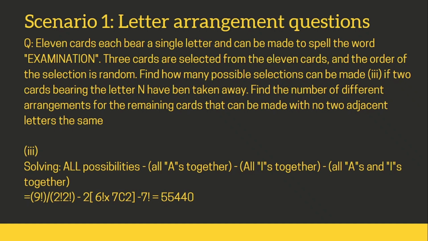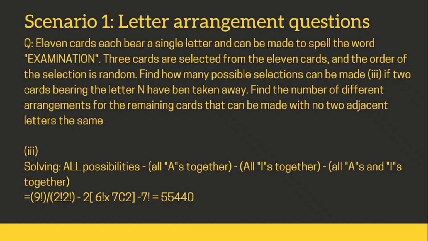Then we will minus the possibility where all the A's are together and all the I's are together, which is actually the same number, which is why I multiply by 2. So we minus 2 times 6 factorial times 7 choose 2. Because for this case, when the A's are together, we can just arrange the 6 remaining letters, and then you just multiply by 7 choose 2 to see where we want to put the double A's or the double I's inside.